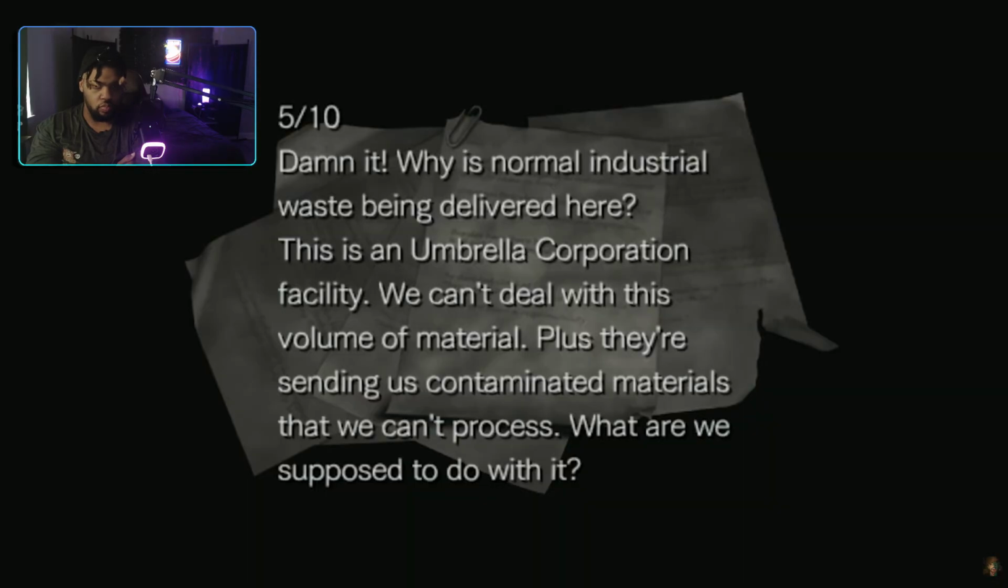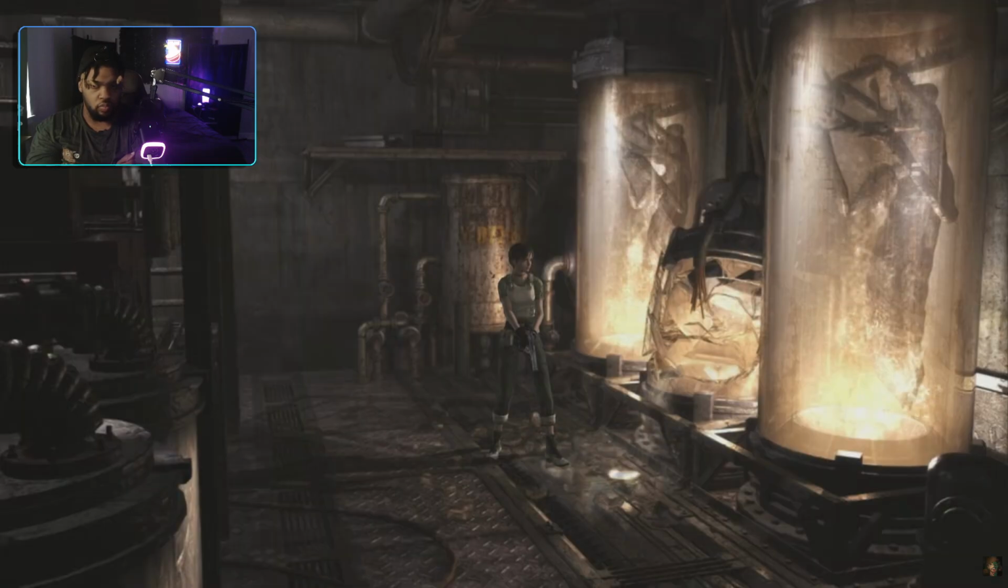The treatment plant manager's diary also mentions that Umbrella were having their industrial waste delivered there, contaminated material that they were not able to process. That was until the plant was shut down. Of course, the plant was just a front to hide Birkin's laboratory here.